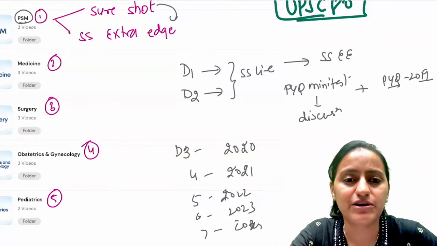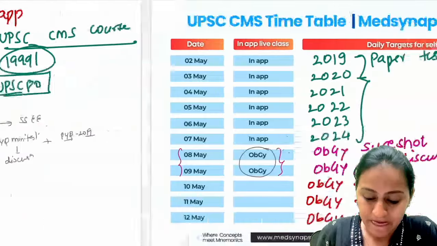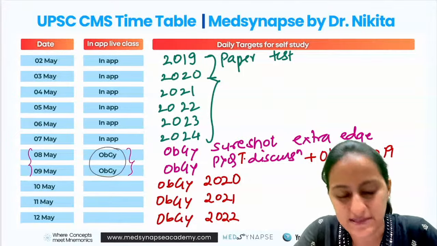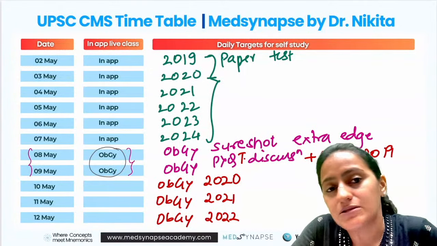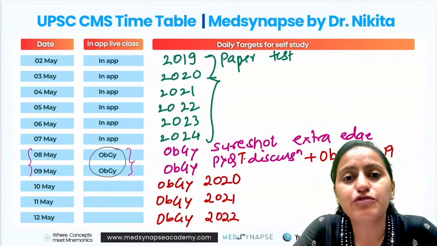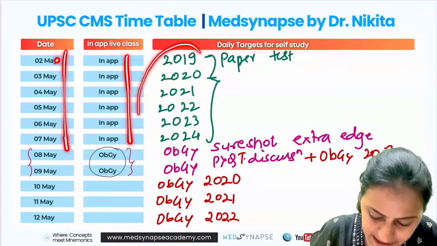So 1 week for every subject, and you first focus on the PYQs. Now your live class, the first live class of short for you guys, is starting on 8th of May, the OBGY. So what do you do from tomorrow? So 2nd of May to 7th of May, again the 6 days that you have.